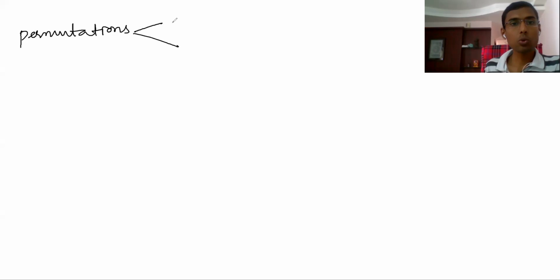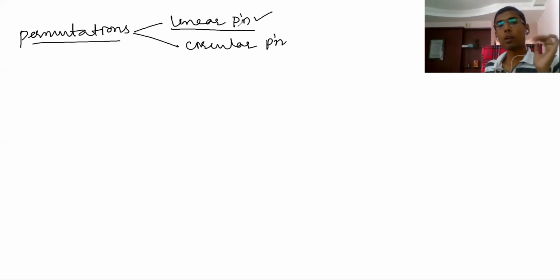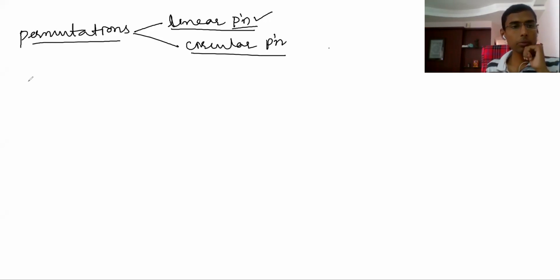Okay, all right. So we discussed permutation. In permutations, we actually have two types. One is linear permutation and the other is circular permutation. If nothing is mentioned, permutation means linear permutation only. For circular permutation, it will be mentioned. Otherwise, understand it as linear permutation. So here we are discussing linear permutation.